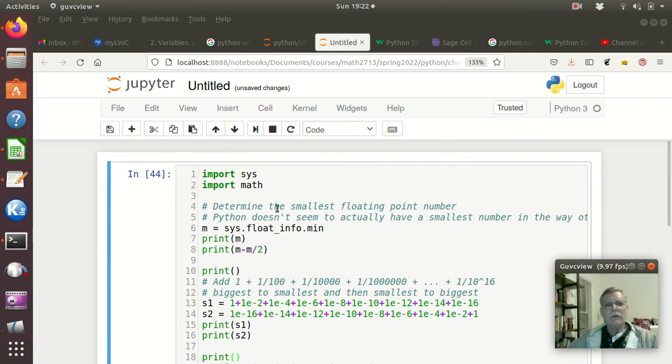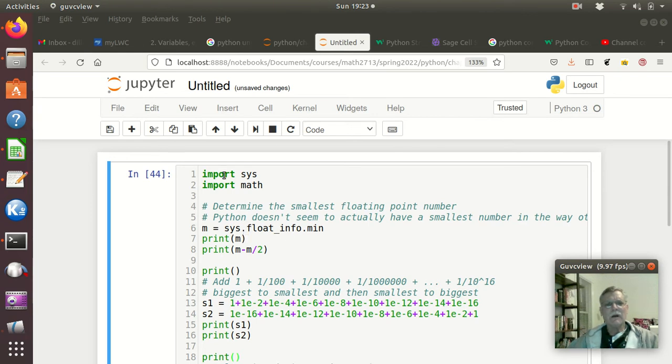Okay, I thought we'd do a little Python to go with the floating point arithmetic video. You thought, well, that was long enough as it was. Why do we need more? But let's just kind of see this.